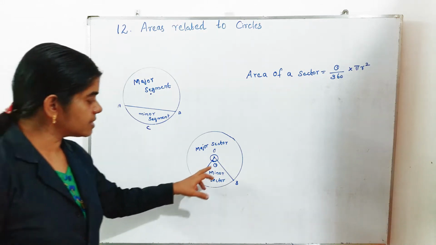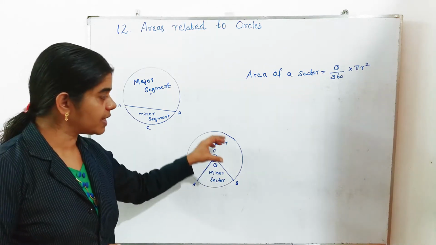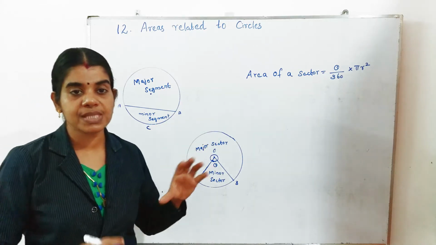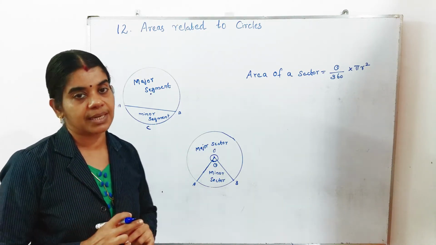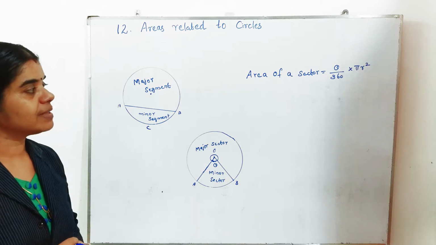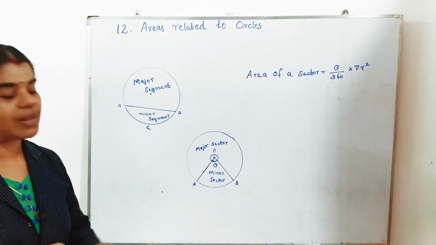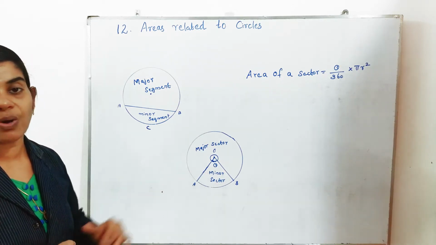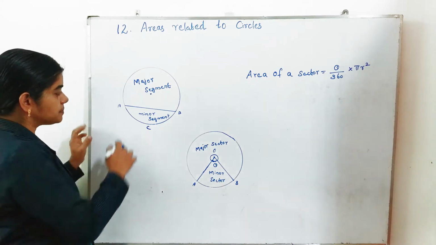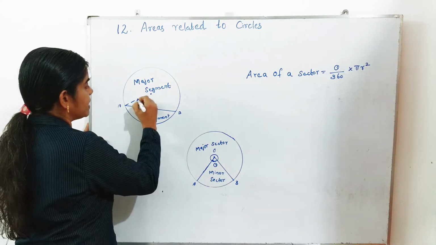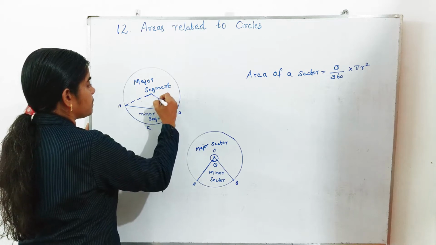So, theta, this angle you want to know that we are dividing total area. You already know that total degree is 360 degree. So, theta by 360 into pi r square will be the area of the sector of a circle. Then, next we want to find the segment of a circle.